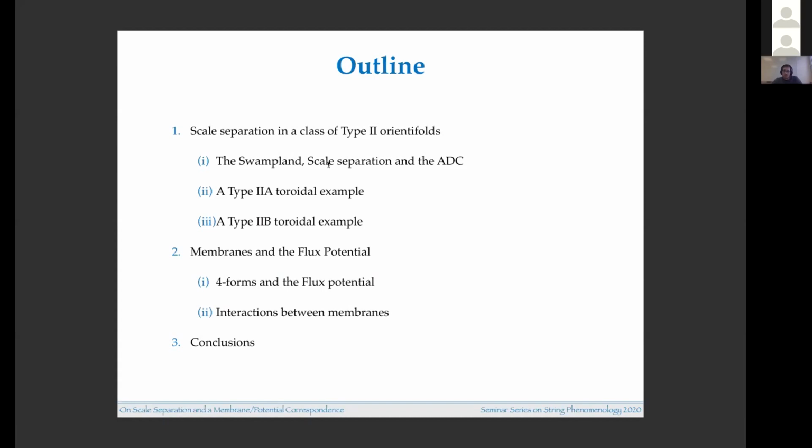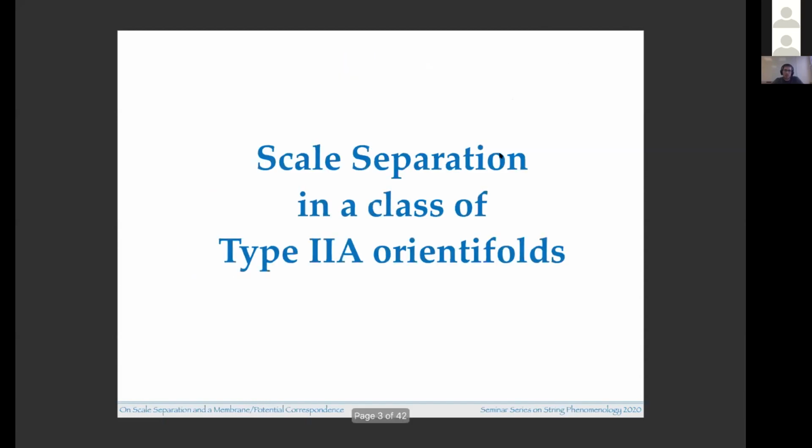And then, if time permits, in the second part of the talk, I will try to introduce this correspondence between membranes, the interaction between membranes and the flux potential in 4 dimensions, in N=1 theories. So let me just begin with the first part, which is, as I said, this scale separation in a class of type 2A orientifolds.